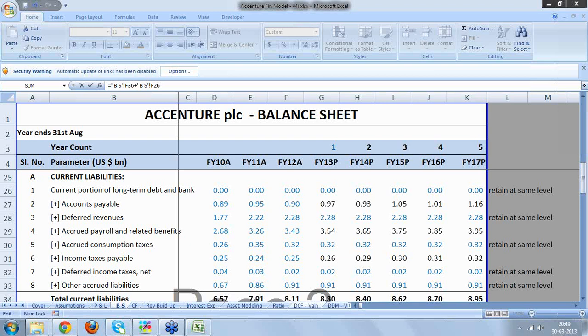So in that fashion, as I've shown you, each and every line item that I require for completing the FCFE, you will find it modeled somewhere or the other in the entire Excel file. So we have to simply link it.